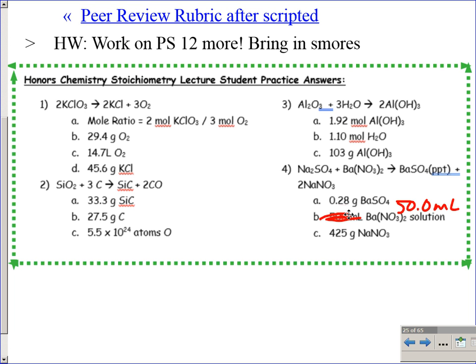For 3C, it says, when 67.2 grams of aluminum oxide react completely. So what are you trying to find out? 67.2. Yeah. Oh, okay, that's not what you did. The aluminum hydroxide, yeah. If it asks for product, it's always going to be on the right.